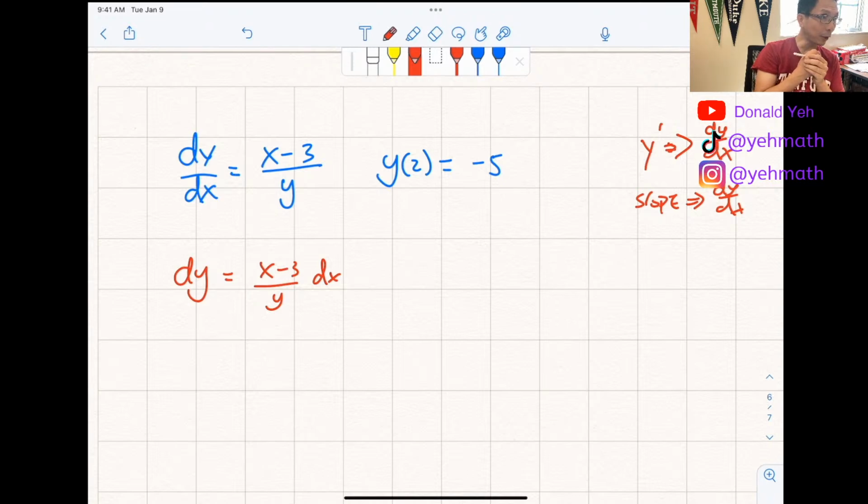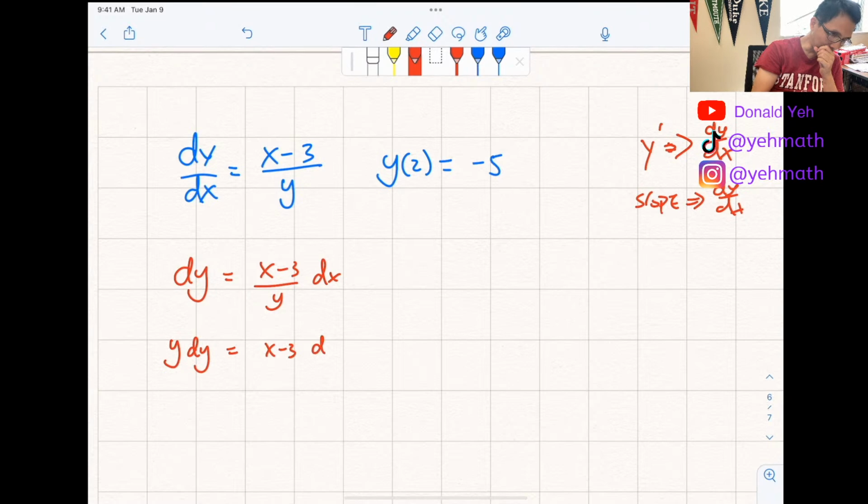Now, separation variable is make sure y goes to dy, x go to the dx. So then I'm going to multiply both sides by y. So that's going to be y dy is equal to x minus 3 dx.